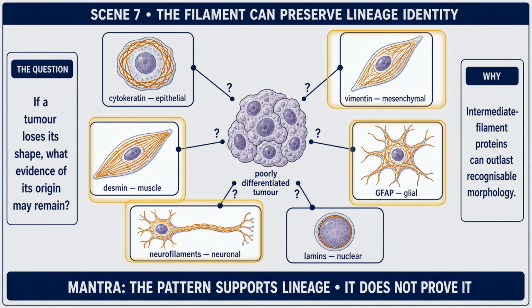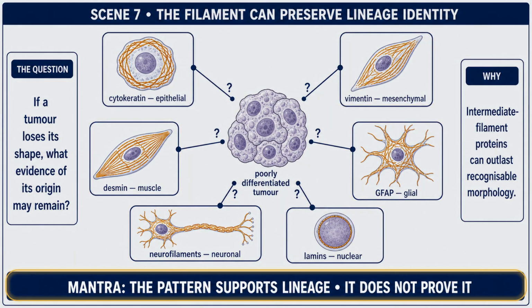Vimentin may support mesenchymal differentiation. Desmin supports muscle. GFAP supports glial origin. And neurofilaments support neuronal differentiation. But the correct verb is supports, not proves. Tumors may lose expected markers, co-express several markers, or show a marker outside its simplest textbook association. Vimentin alone does not prove sarcoma. The pattern becomes meaningful only when it is interpreted with morphology, a broader marker panel, and the clinical context.